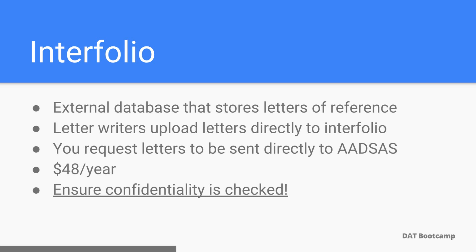The benefit of this is that you sort of have access to these letters anytime you want in the future. There's a subscription fee with Interfolio. It's $48 a year. And when you do get those letters, ensure that confidentiality is checked. You have to waive your right to view the letters. Otherwise, they become void.